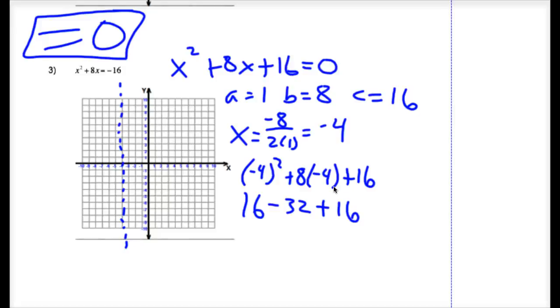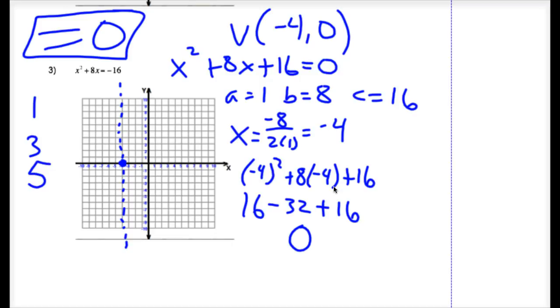All right. How many people got y to be 0 when x is negative 4? Yeah, so that means that the vertex is at negative 4 comma 0. Negative 4 comma 0. And is this open upward or downward? Up. 1, 3, 5 pattern. We're not going to change it.